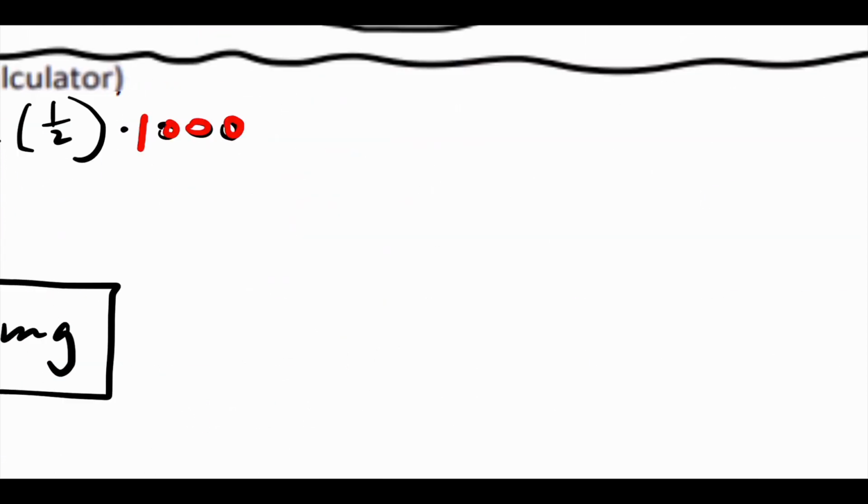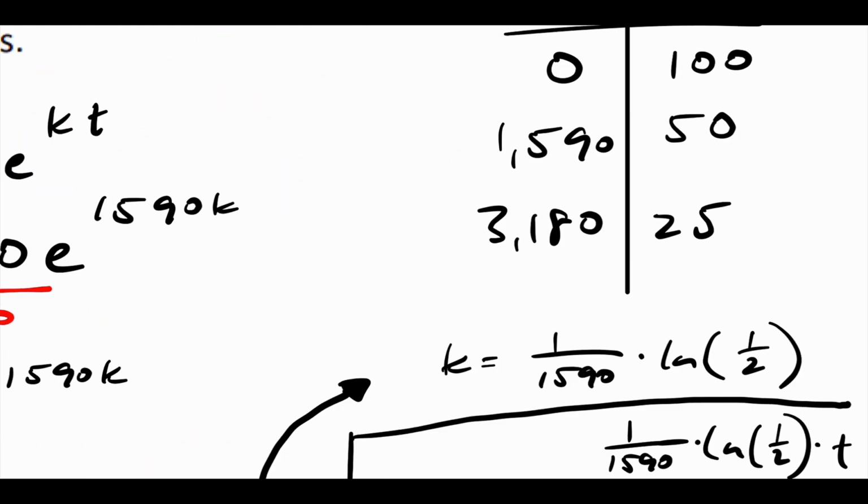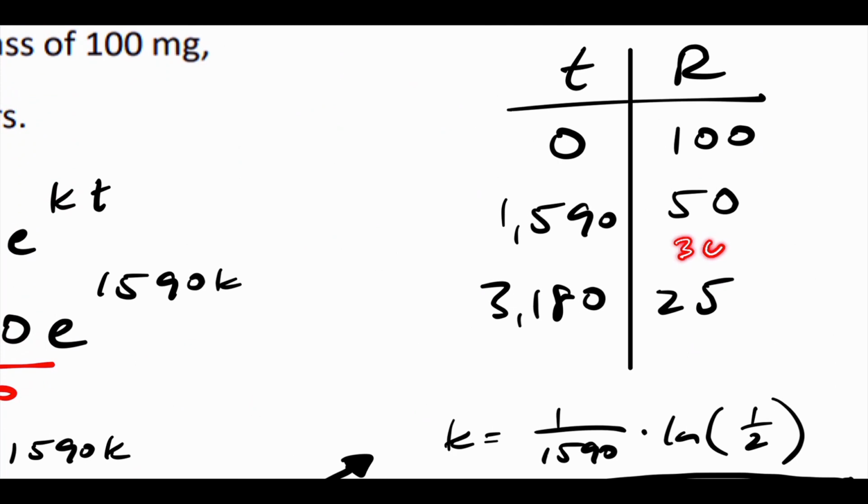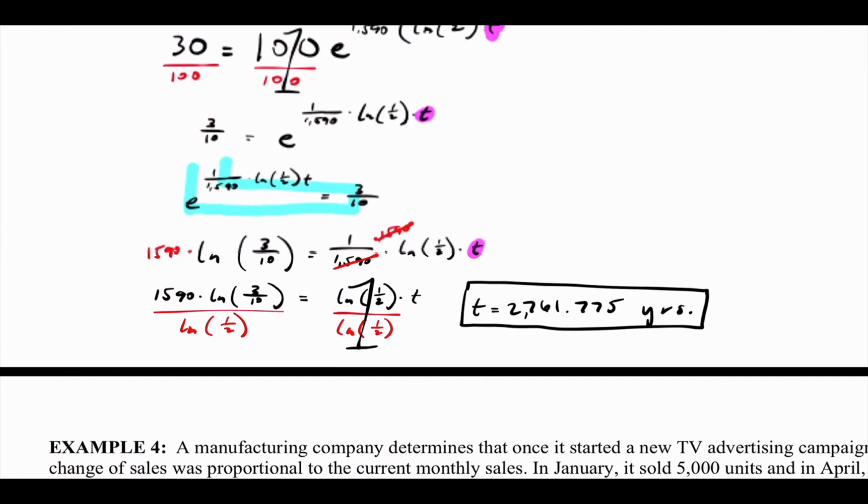Is that the question? Yes. So when radium was 30 milligrams, would 2,761 fit the pattern kind of? Yeah, it'd be in between. It's right in between 50 and 25. So yeah, it fits the pattern. So that's why, yeah, you did it right.